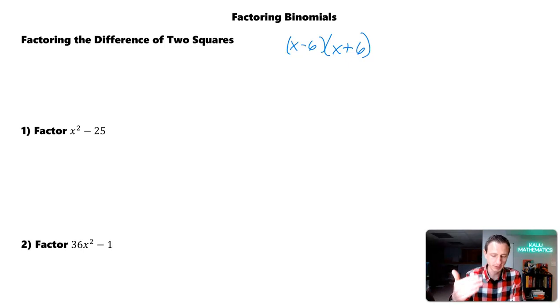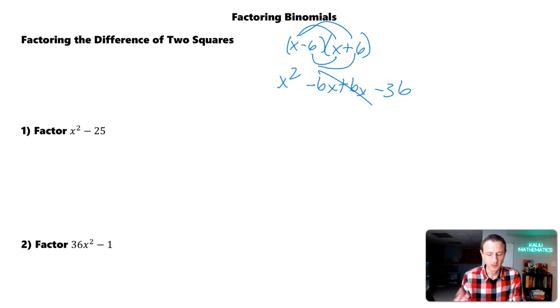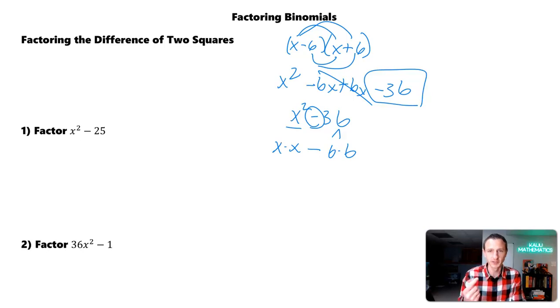So think back to what happens when we multiply two binomials that look like this, x minus 6 times x plus 6. When you go through the multiplication process, the middle terms just end up canceling out. So since those middle terms end up canceling out and we're left with minus whatever that multiplication is, minus 36 in this case, this is called factoring the difference of two squares, x squared minus 36, where x squared is a perfect square because x times x, and 36 is a perfect square because 6 times 6, and it is a difference of two squares because there's subtraction.